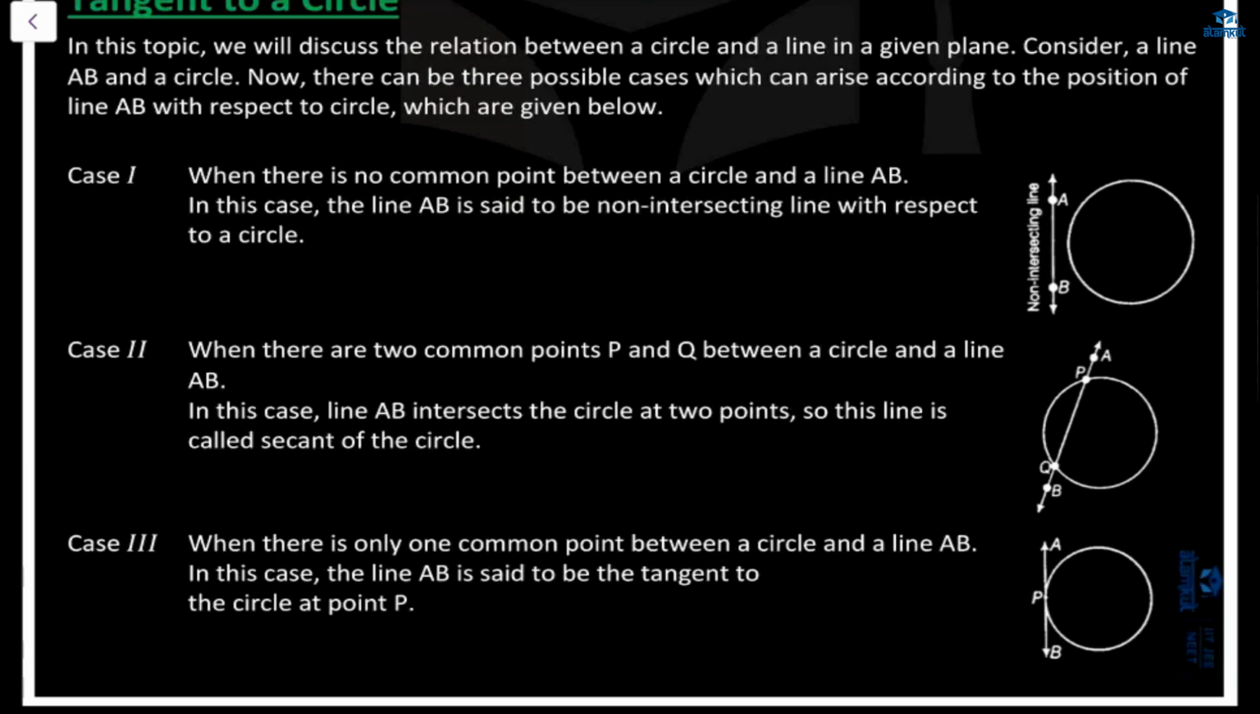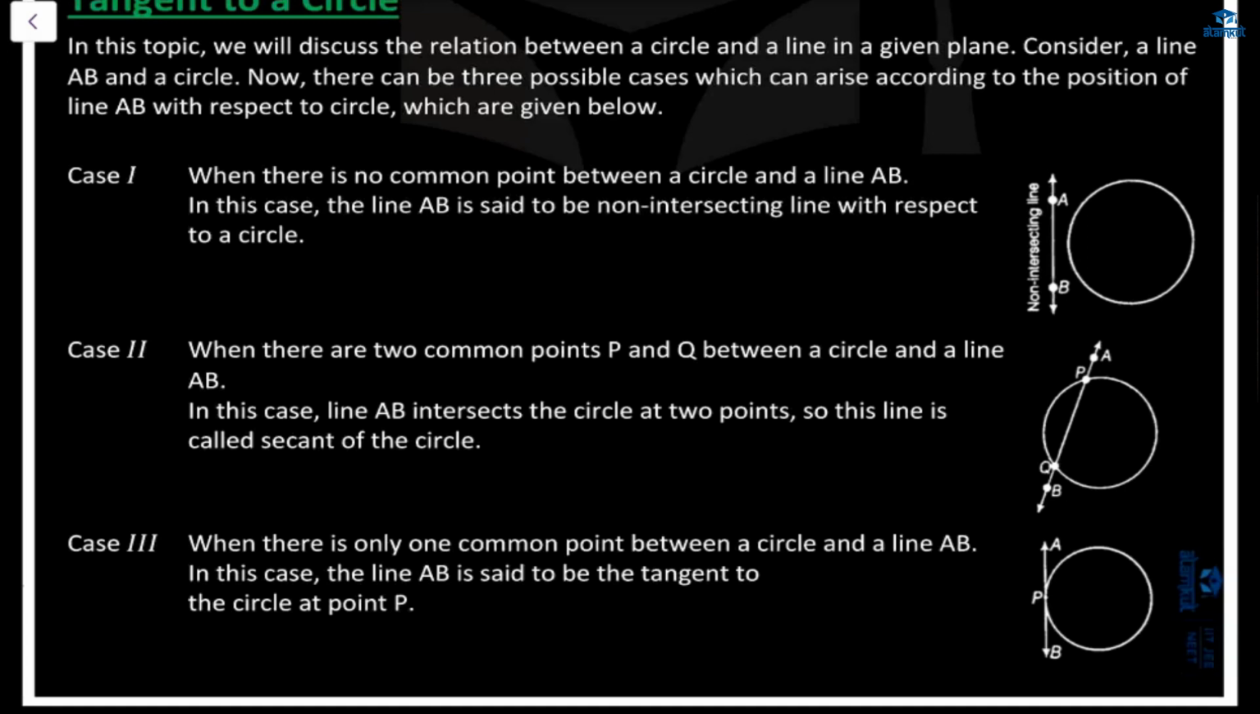In this case, the line AB is said to be non-intersecting with respect to the circle. Now the other case is where it is cutting the circle at 2 points, or you can say touching. When there are two common points P and Q between a circle and a line AB, the line AB intersects the circle at 2 points. So this line is called the secant of the circle.